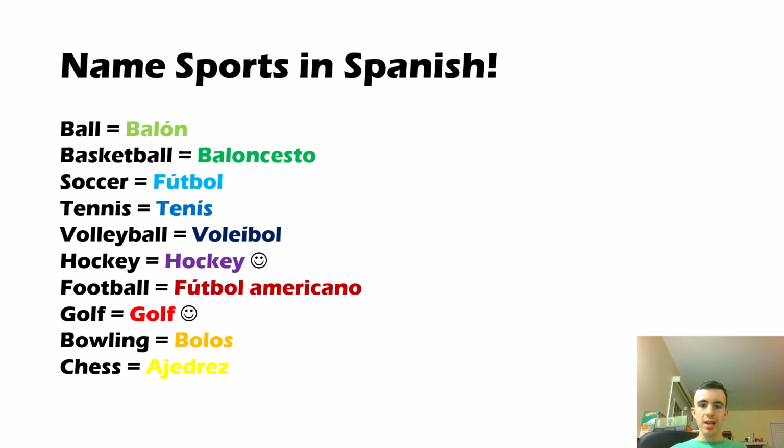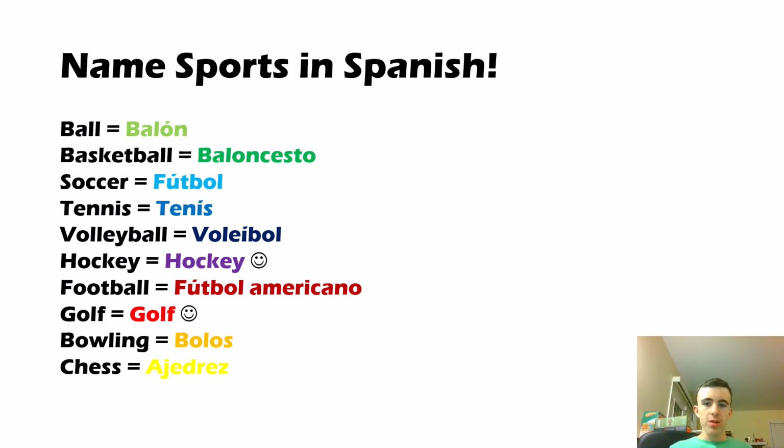So now here's where it gets a little more fun, or divertido. Here's where we name sports in Spanish. So ball is balón. That's almost the same word. Then basketball combines the Spanish word for ball, balón, with the word for basket, cesto. Put them together and you get baloncesto, which means basketball.